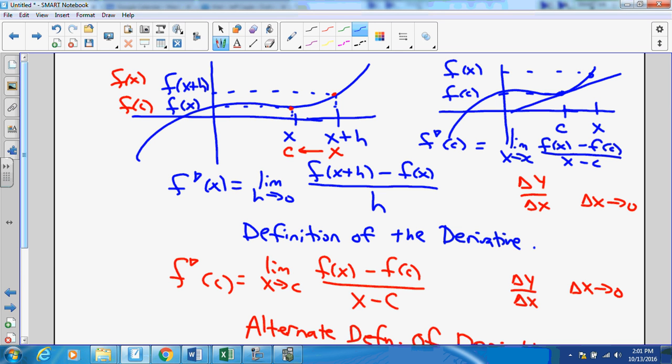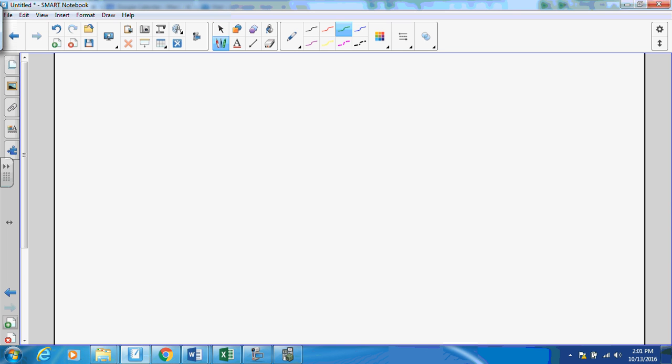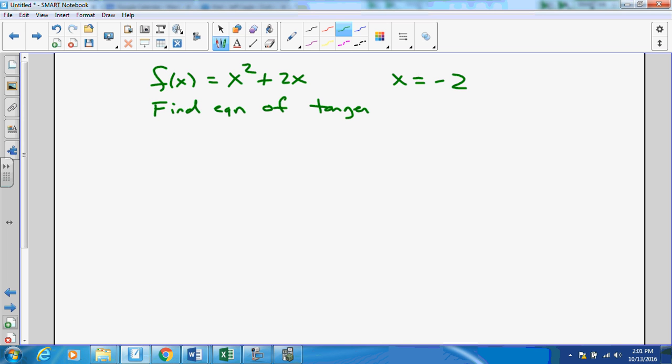Now we have about 8 minutes. What I'd like to do is to walk through a couple of examples so you can see. In particular, I'd like to walk through the same problems that we did just previously, to see how it looks different. So we'll begin with f of x equals x squared plus 2x. And we're going to look for the equation of the line tangent at x equals -2.